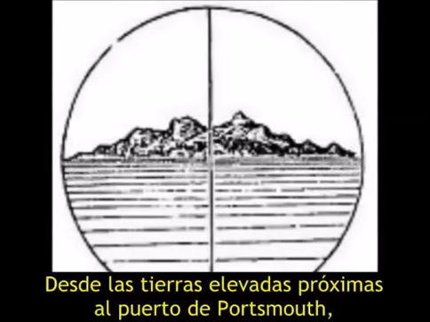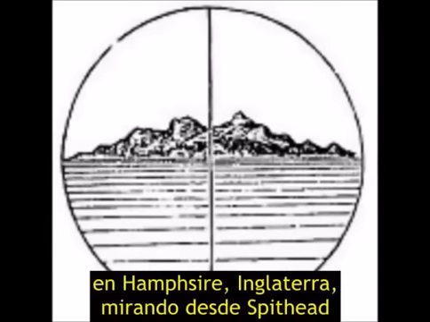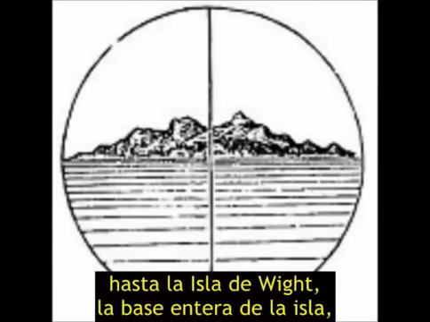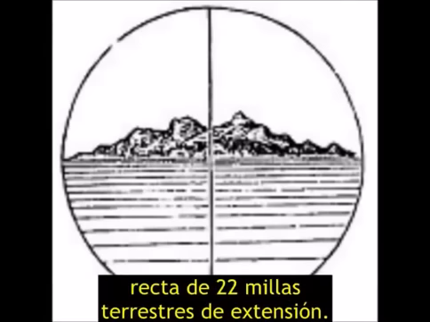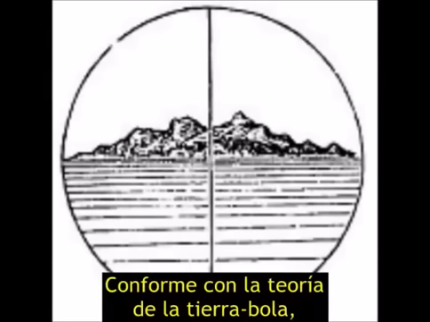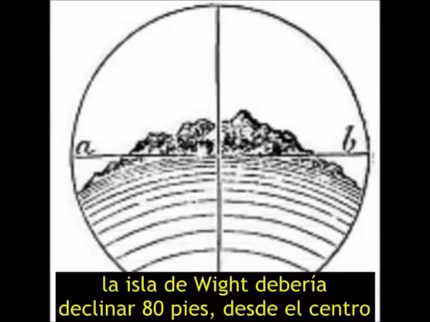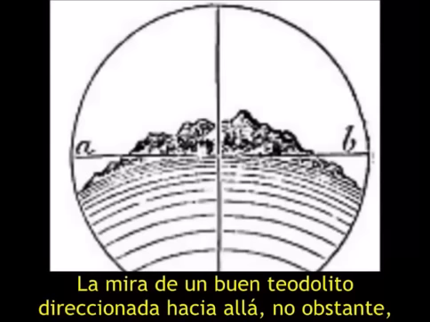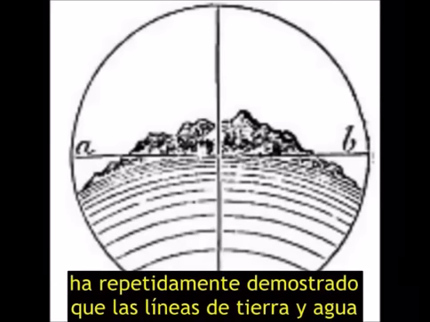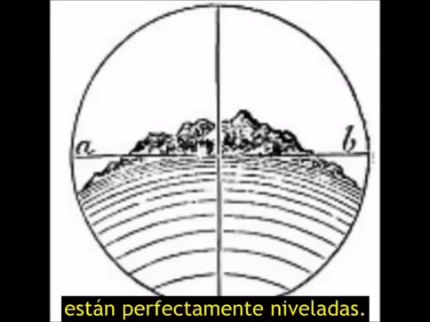From the high land near Portsmouth Harbour in Hampshire, England, looking across Spithead to the Isle of Wight, the entire base of the island, where water and land come together, composes a perfectly straight line 22 statute miles long. According to the ball earth theory, the Isle of Wight should decline 80 feet from the center on each side to account for the necessary curvature. The crosshairs of a good theodolite directed there, however, have repeatedly shown the land and water line to be perfectly level.